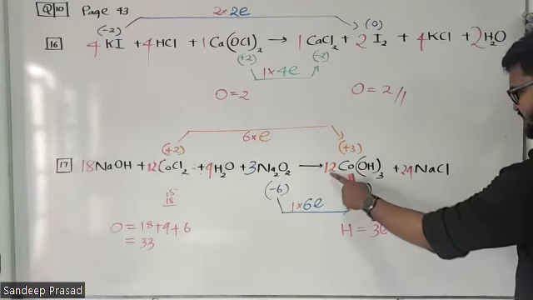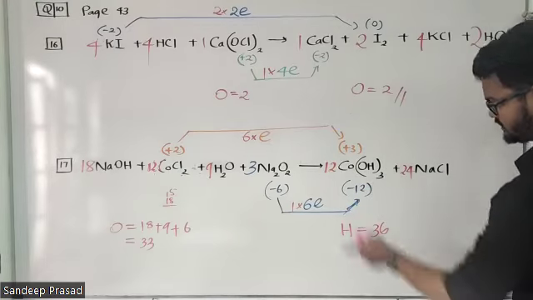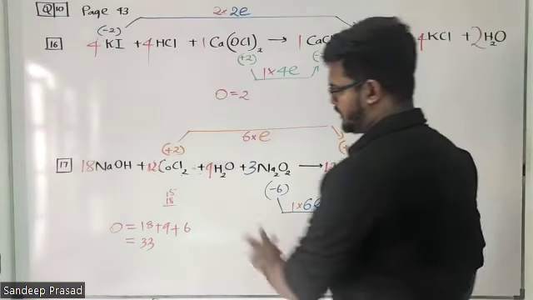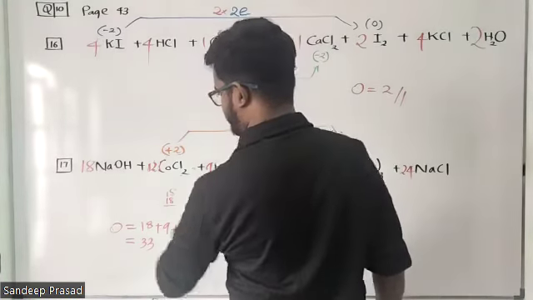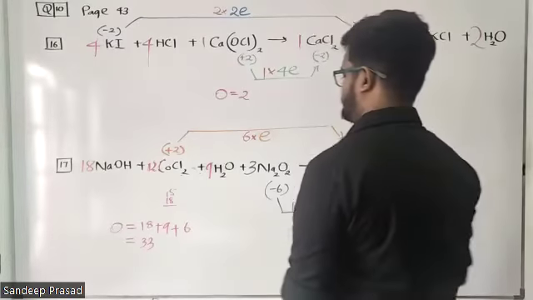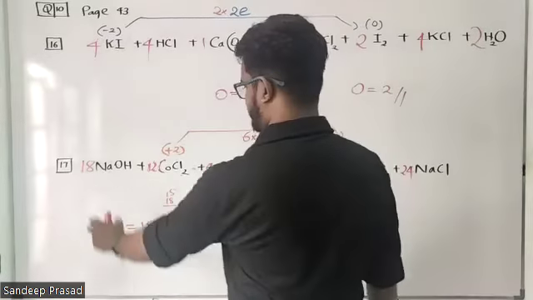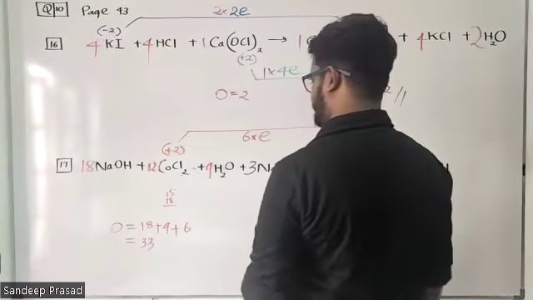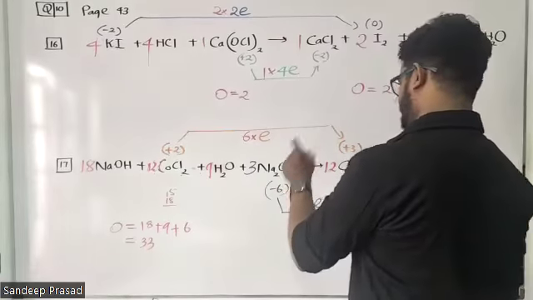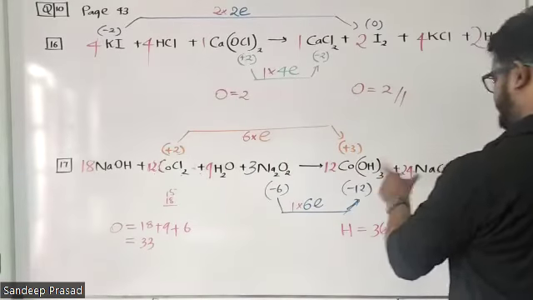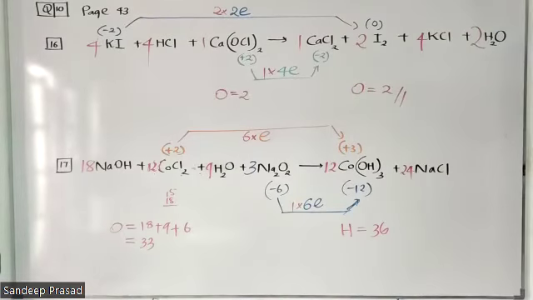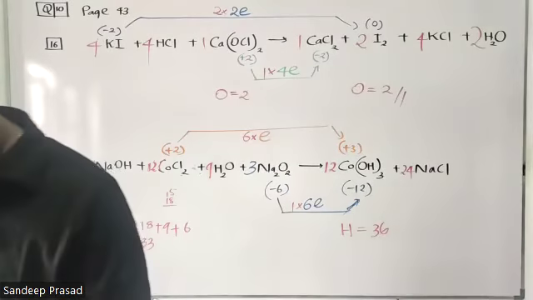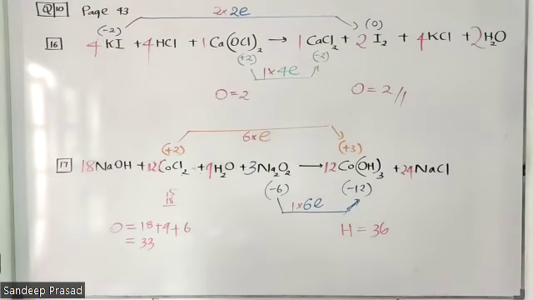Then hydrogens are 36 now. 18, 18, 36. Oxygens are 18, 9, 27, 30. But here we have 36. Did I write the reaction correctly? Sodium hydroxide, cobalt chloride, H2O, sodium peroxide, cobalt hydroxide.